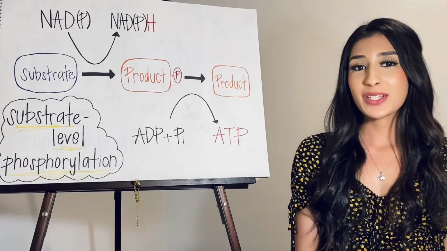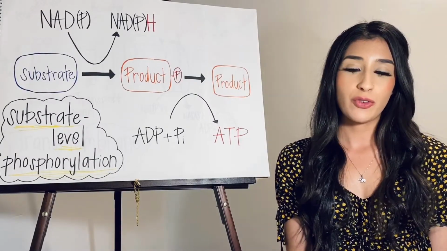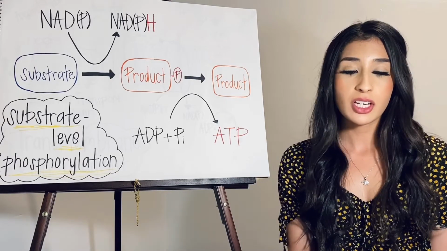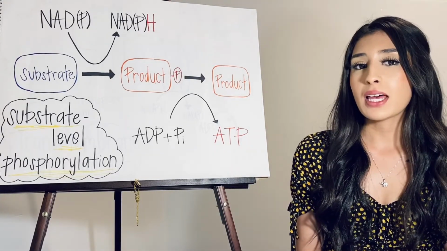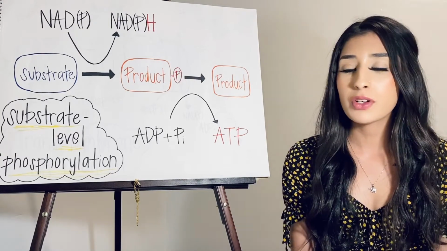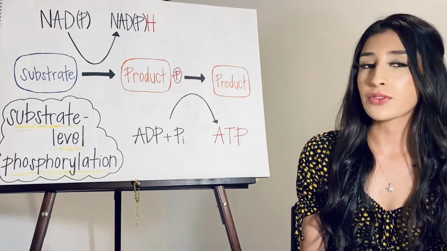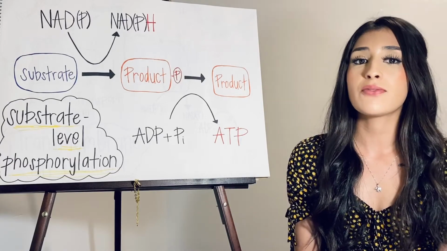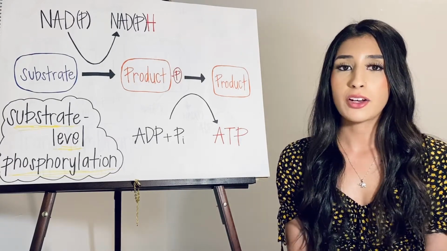Hi everyone, so it's Wendy again, and today I will be going over modes of ATP generation. There are two ways that microbes can actually generate ATP, and one of them would be substrate level phosphorylation. Another one is via transmembrane ion gradients.